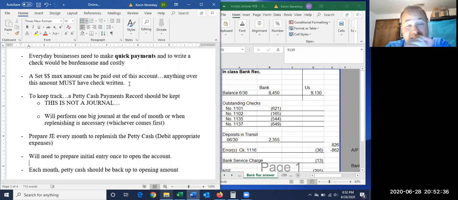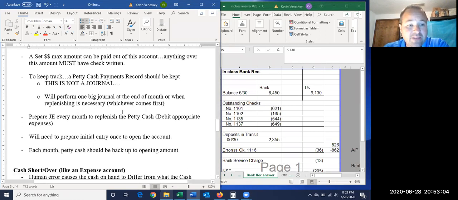What we're going to do is anytime we take money out, we're going to have a little notepad off to the side, and we're going to write down what we paid, how much we paid, and what it was for. Because then at the end of the month, we're going to total everything up and make one big journal entry that shows everything we paid. And then to reimburse our petty cash, we've got to take some cash out of our checking account and put it right back into that drawer. So that's what's going to happen at the end of every month.